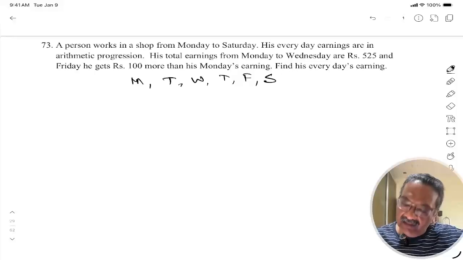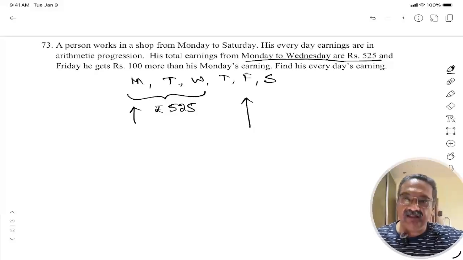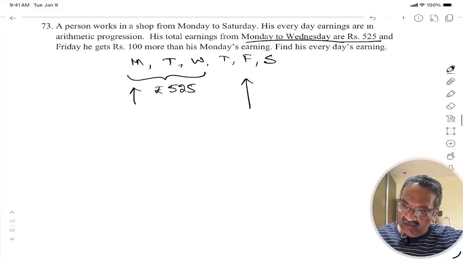His total earnings is 525. That is, from Monday to Wednesday, be careful. His total earnings from Monday to Wednesday, for these 3 days, is rupees 525. And Friday he gets 100 more. So Friday he gets 100 more than Monday's earning. Okay. This is in AP.